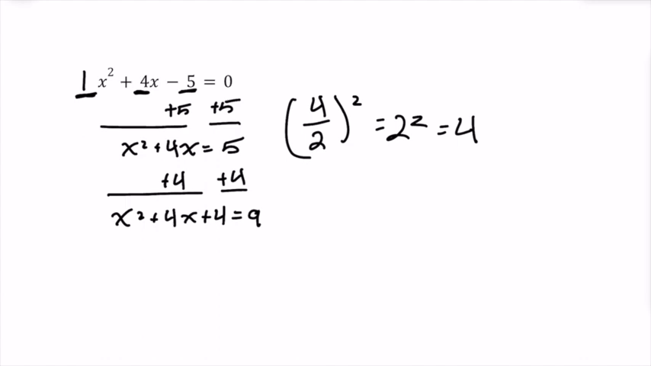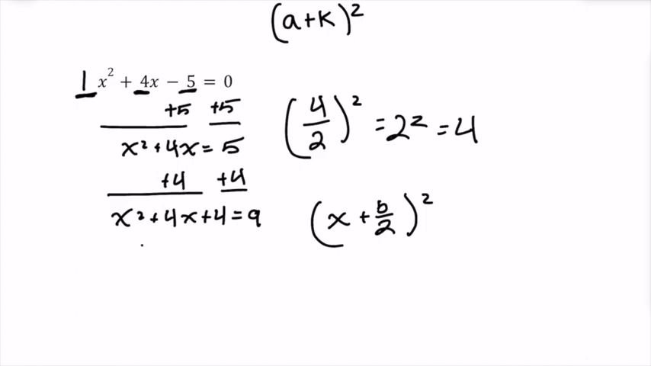Now, in order to get this into a perfect square trinomial, well, it already is a perfect square trinomial, but in order to get it into that a plus k squared format that I was discussing before, we are going to do x plus b halves squared. So in this case, b over 2 is 2, so it's 4 divided by 2. And we are going to have x plus 2 squared equals 9. Right? So now, in order to solve for x, we have to take the square root of both sides of this equation.